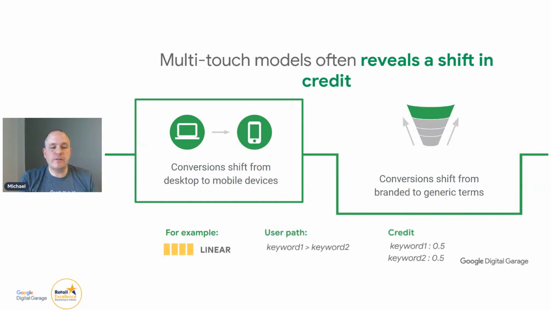Yeah, so just an example, if you were using linear, the user path might have a couple of keywords, so therefore the value associated to each would be 0.5 if there was one conversion. Hope that makes sense.